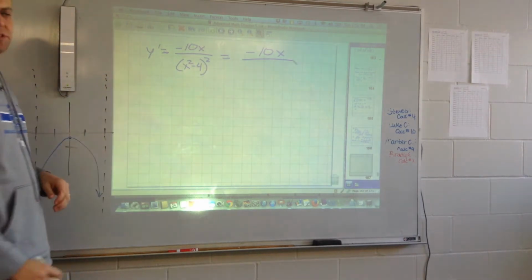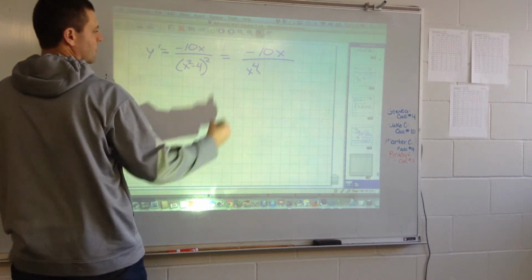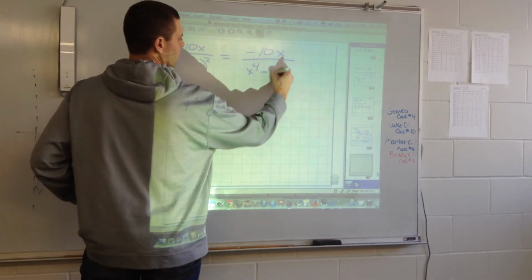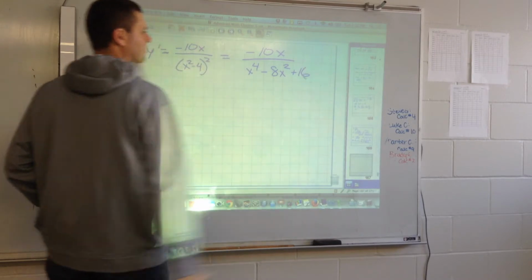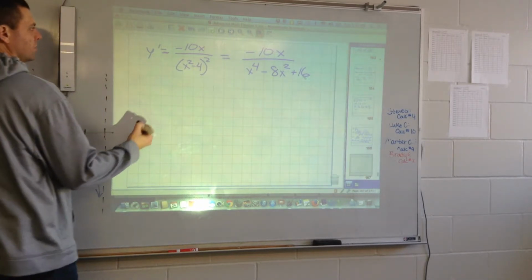x squared minus 4 times itself. x to the 4th, minus 4x squared, minus 4x squared, so minus 8x squared plus 16. That was quick. Foil. I don't know if it's going to be any better or not. I'm going to go with it and see how it looks.